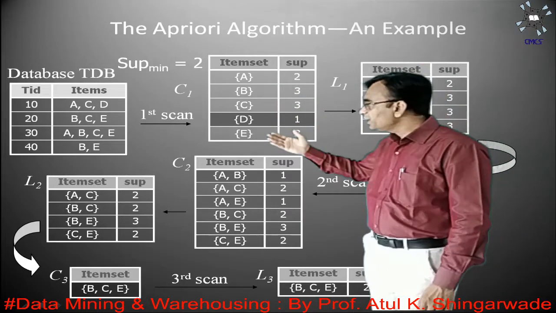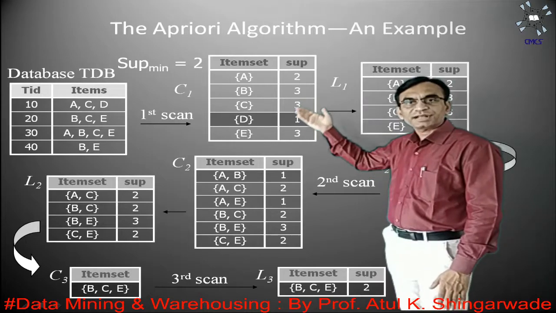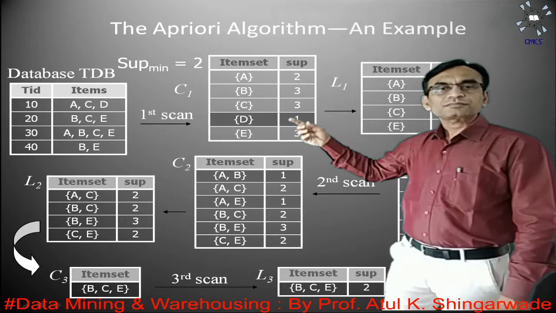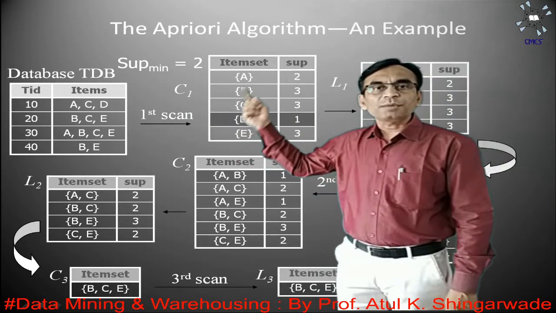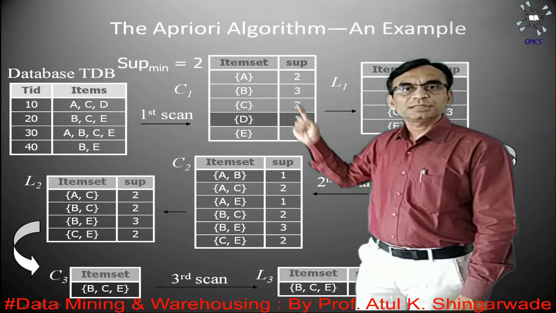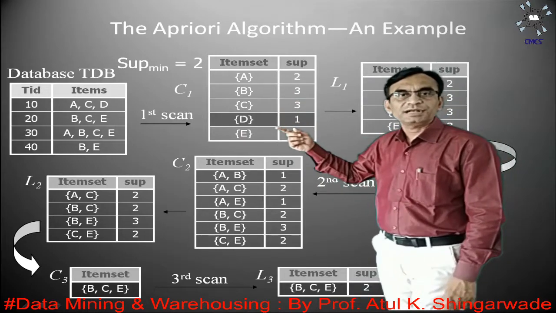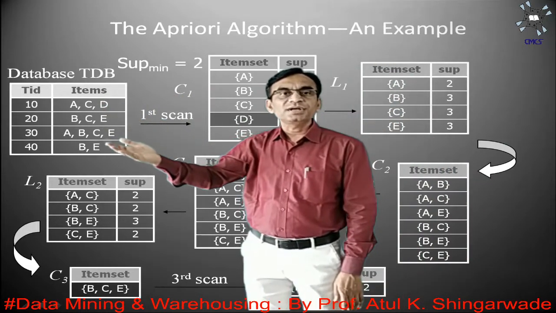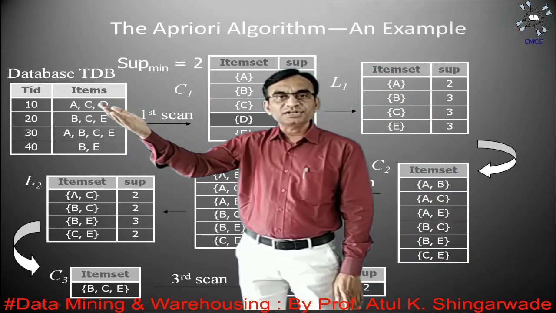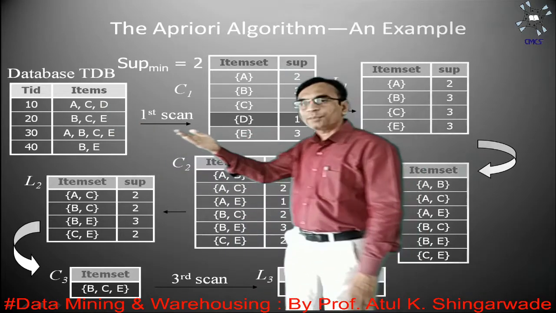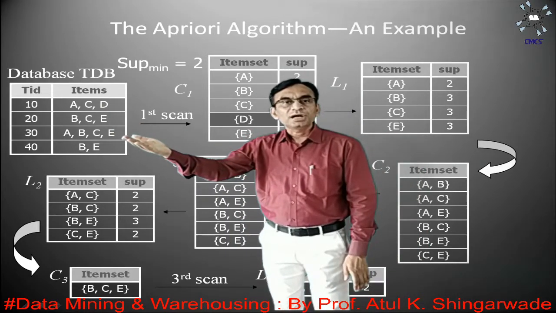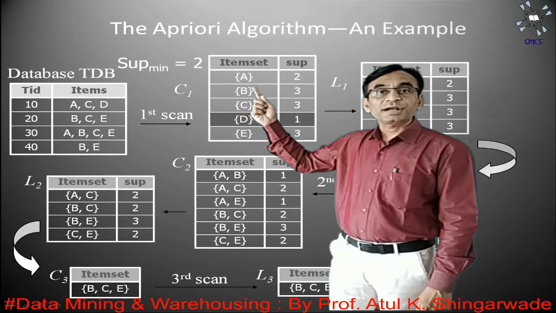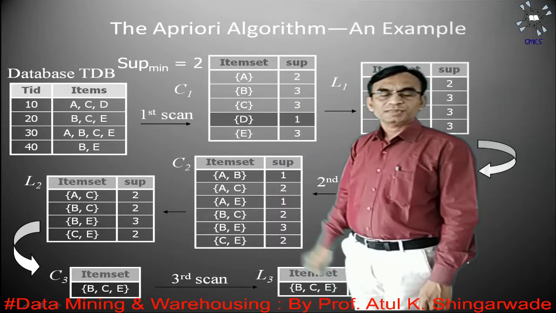In this example, the second column specifies the support. At first, find out the support of each of these items separately. This A inside the transaction database appears how many times? A appears in transaction number 10, and also in transaction number 30, and that's why the support count of item A is 2.